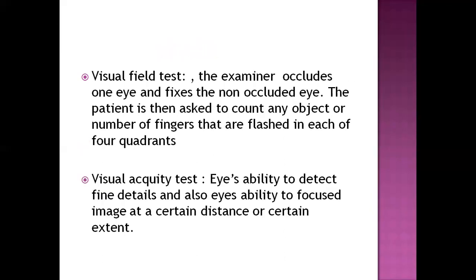Next is the visual field test and visual acuity test. We already have a video on both of these. In the visual field test, the examiner occludes one eye, fixes the non-occluded eye, and asks the patient to count any object or look at a diagram. This way, the examiner finds out the extent of the patient's peripheral vision. Visual acuity is the eye's ability to detect fine details, like right-sided, left-sided, up, down, any letter or picture.